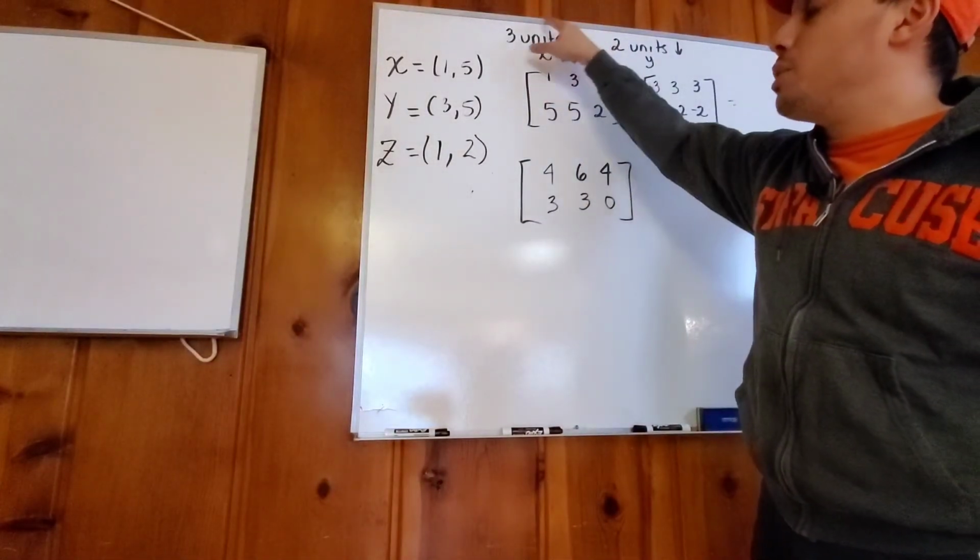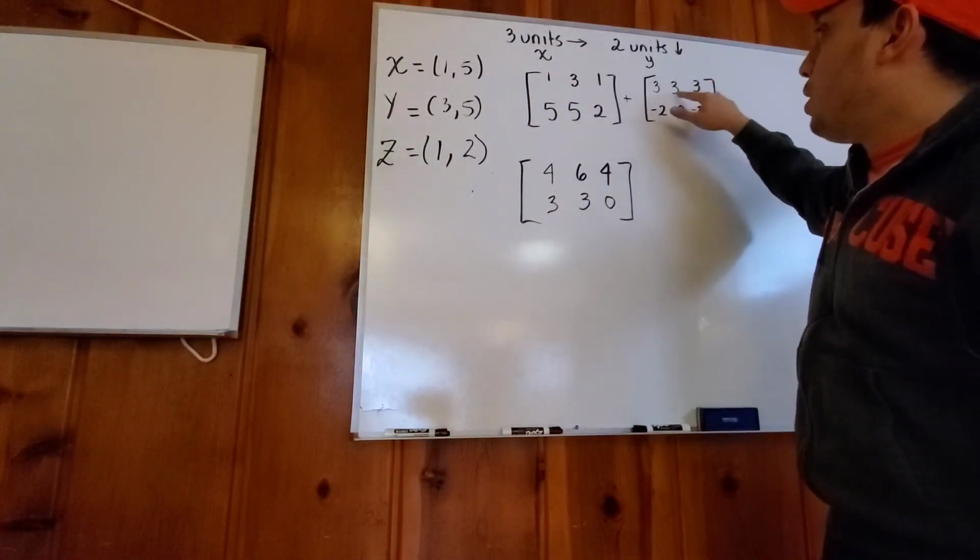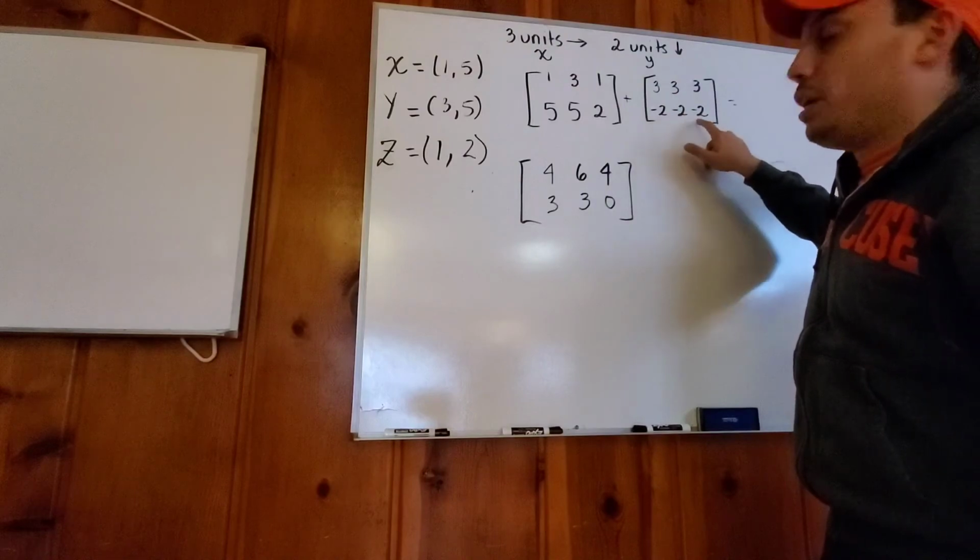But the transformation matrix is going to be 3 units to the right, so all the x's are going to be 3, 3, 3, and 2 units down. Negative 2, negative 2, negative 2.